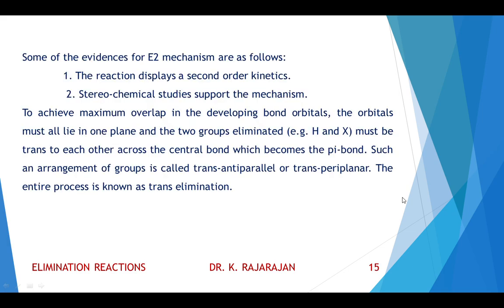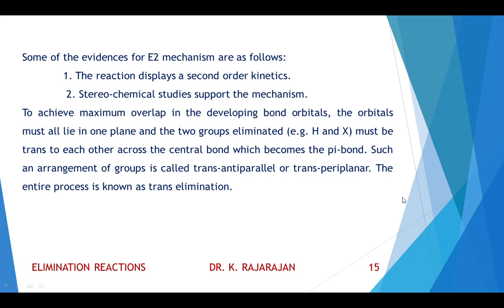Now let us see the evidences for the E2 mechanism. The evidences are as follows. Number one, the reaction displays second order kinetics. Number two, stereochemical studies support the mechanism. To achieve maximum overlap in the developing bond orbitals, the orbitals must all lie in one plane and the two groups eliminated, that is hydrogen and halogen, must be trans to each other across the central bond, which becomes the pi bond.